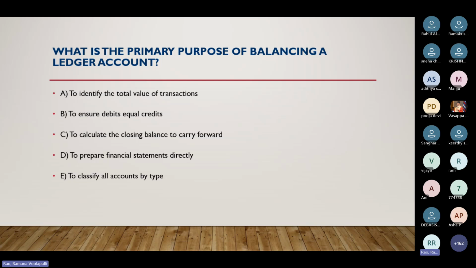To ensure debit equals credit is the primary purpose of the trial balance. Okay, trial balance. So here the purpose is to calculate the closing balance to carry forward, because from the ledger I will make the trial balance.